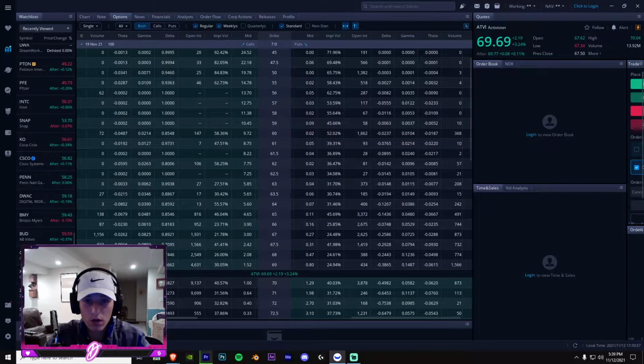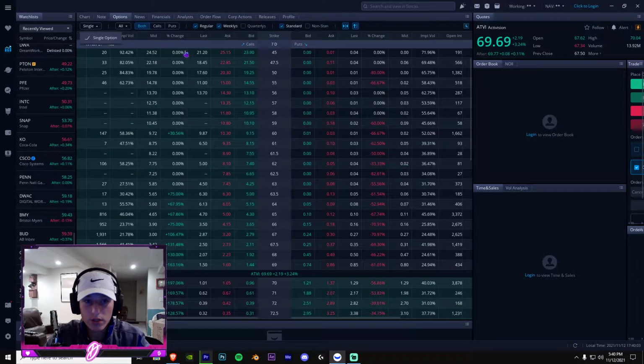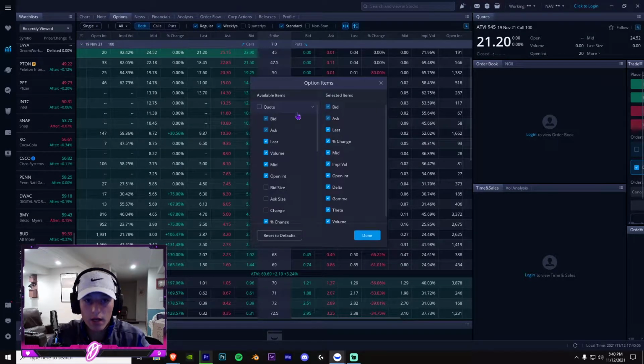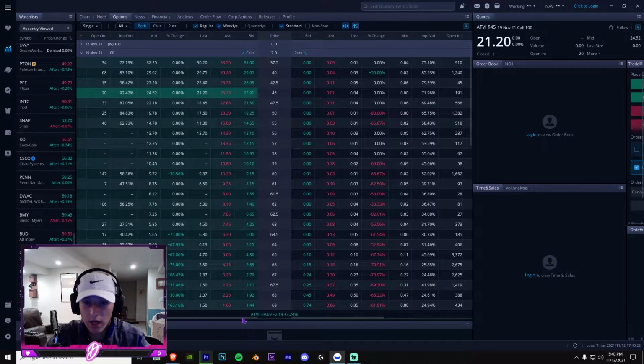So if we go to this chart and we use this line right here, I'm pretty sure there is a way to turn on the Greeks. If we go to these three lines right here, and it goes to available items, we can turn on all the Greeks right here. So we have this Greeks option right here, and then you can click done. So make sure your Greeks are turned on.